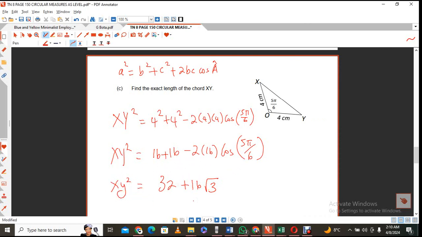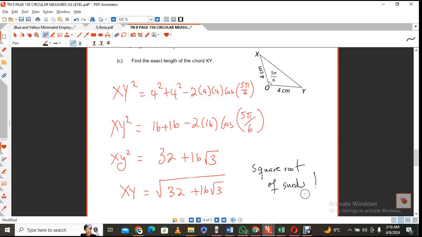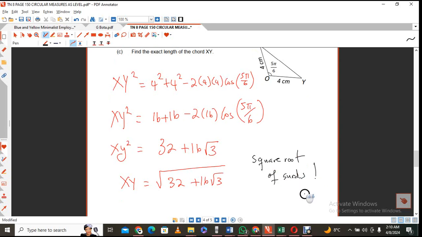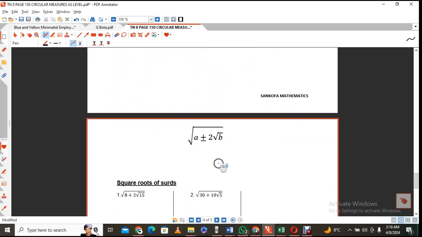And if you want xy, which is what we are looking for, we are now going to calculate xy as the square root of 32 plus 16 root 3. Right, this is not a final answer. So we are now going to see how we can find the square root of surds. This is very important. So I'm going to come back and write this answer. So I have 3 questions, where one of them is also here to explain the scenario.